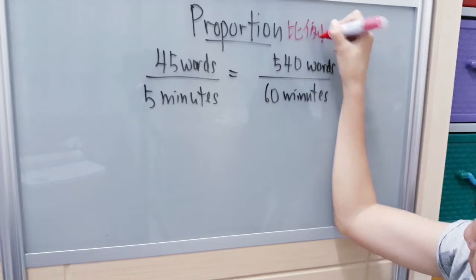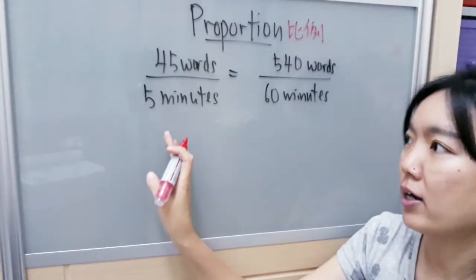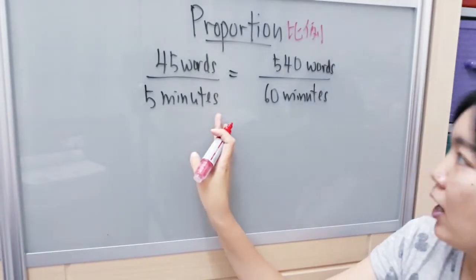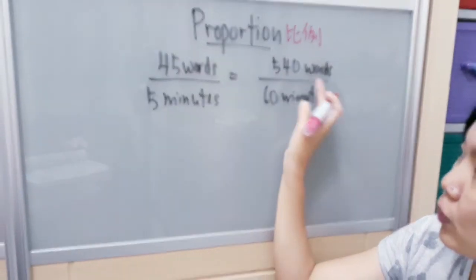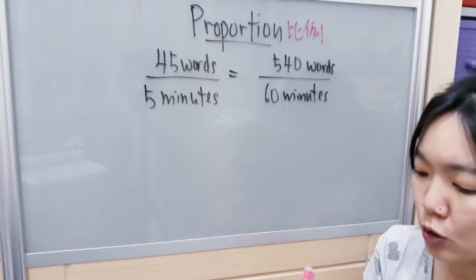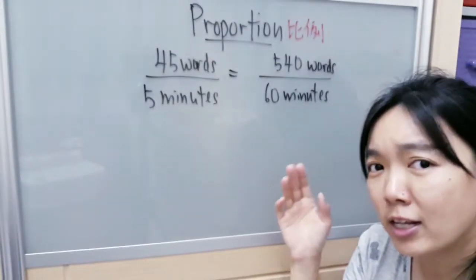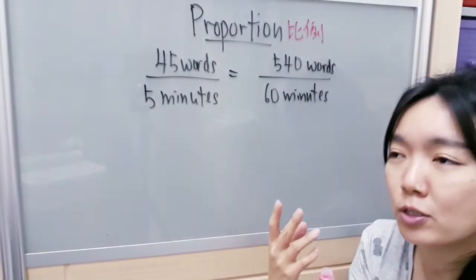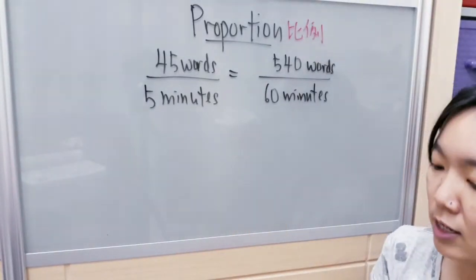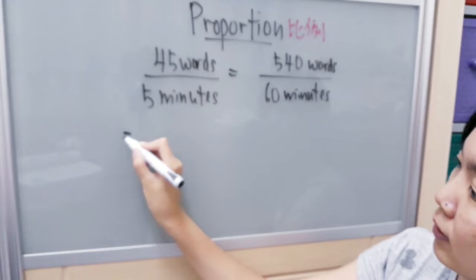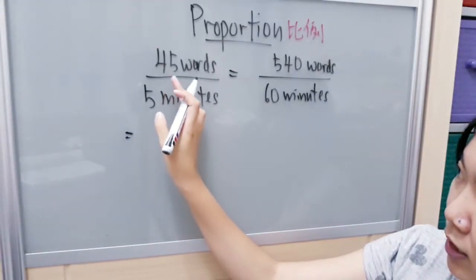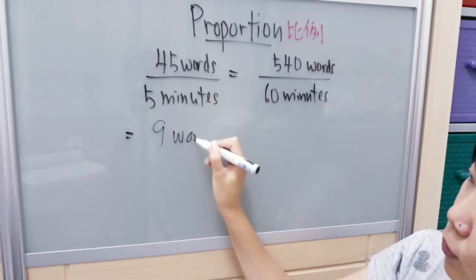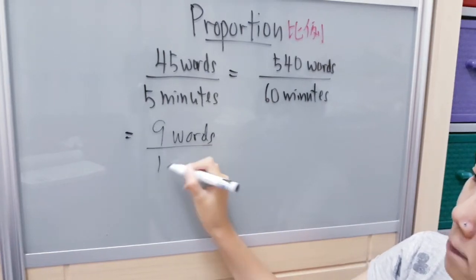Let's look at this example. I can write 45 words in 5 minutes, and my friend Kelly, she can write 540 words in an hour. So, are our writing speed the same? Or can I say that my writing speed is proportion to her writing speed? Let's simplify this, put this in the calculator. 45 divided by 5. I'll say that I can write 9 words in 1 minute.